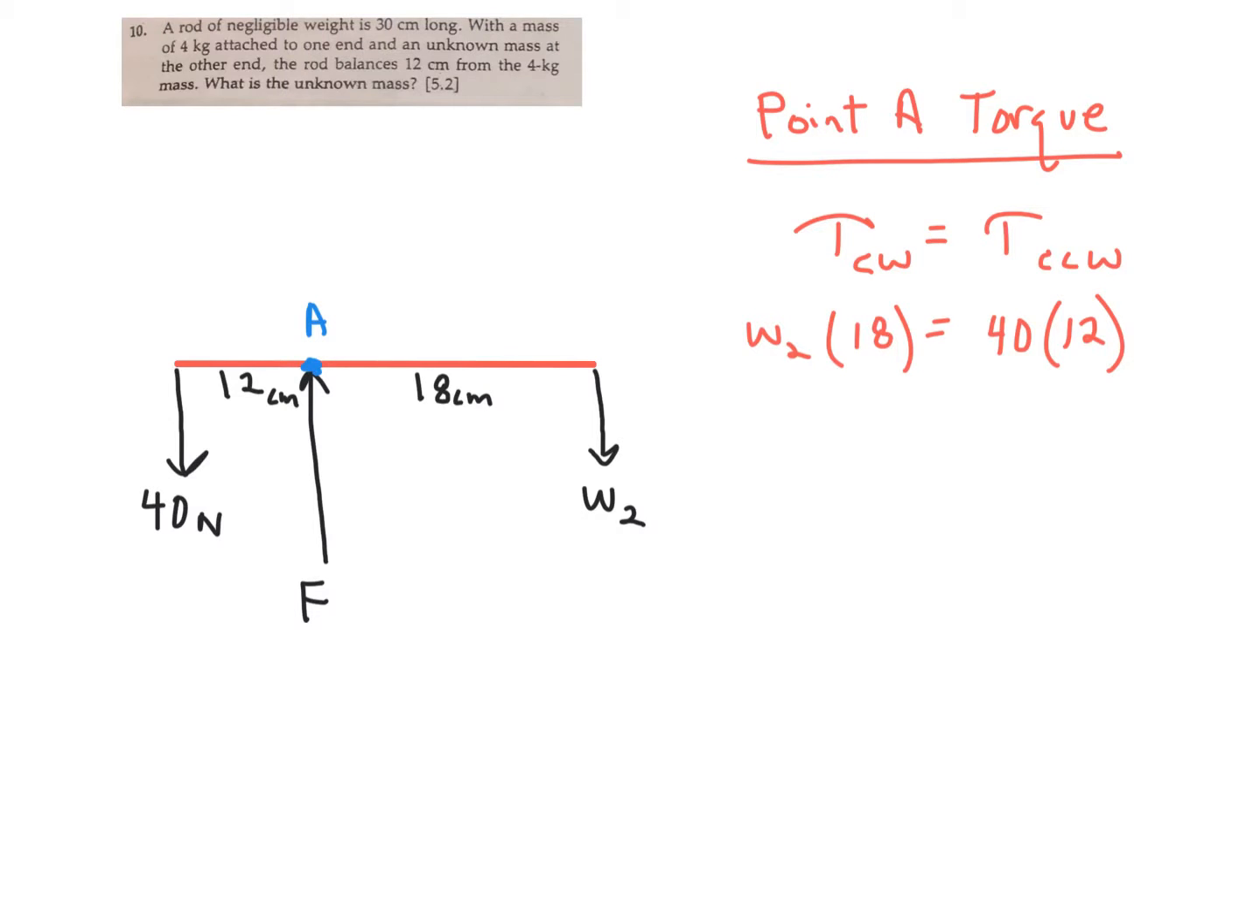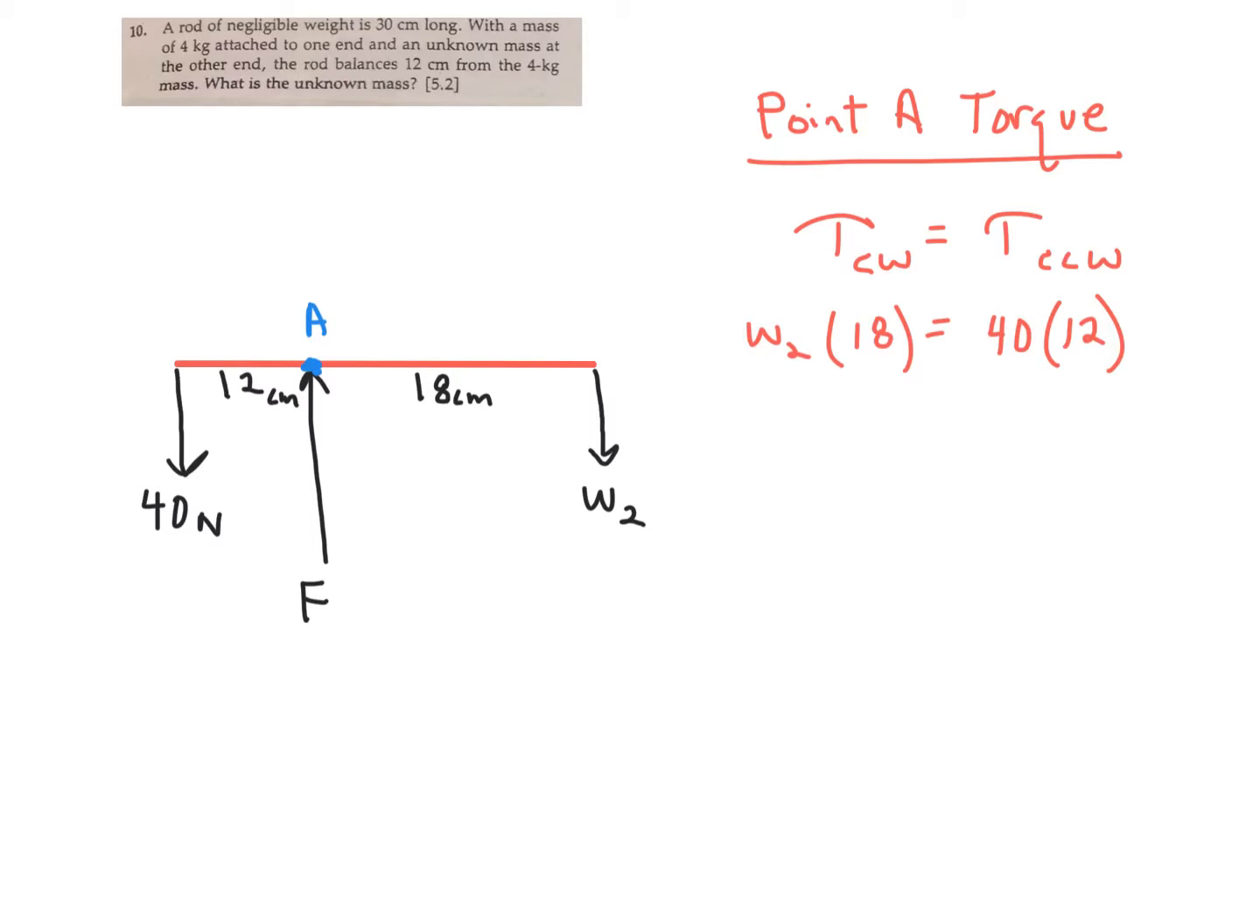Day 52, Honors Physics, Torque, Rotational, and Translational Equilibrium, Problem 10. It's a fairly straightforward problem. An upward force at point A, 12 centimeters from the 4 kilogram mass, which weighs 40 newtons, balances the system, so point A must be the center of gravity of the system, of this rod.